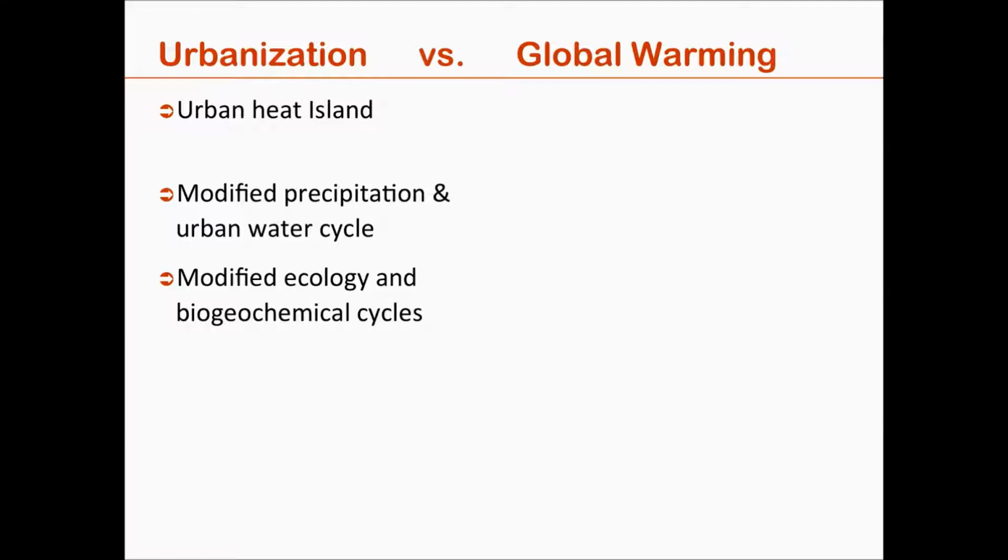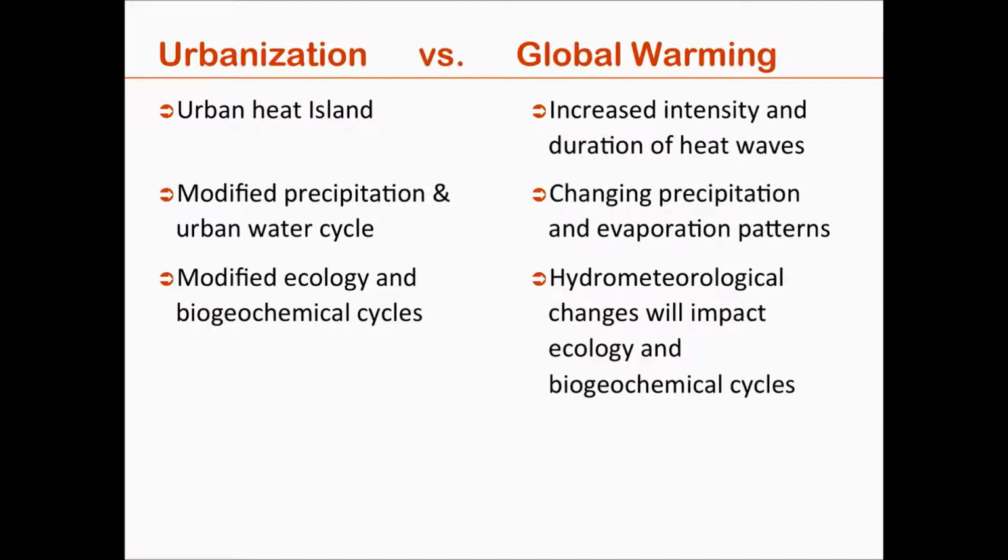Another aspect that's important is that urbanization, or urban modification of the environment, is not happening in a vacuum. It's also happening in parallel with the modification resulting from global warming. So we know that cities create an urban heat island. We know they modify precipitation and hydrology. We know they modify the ecology and the biogeochemical cycles. There are parallel impacts from global warming for each of these impacts.